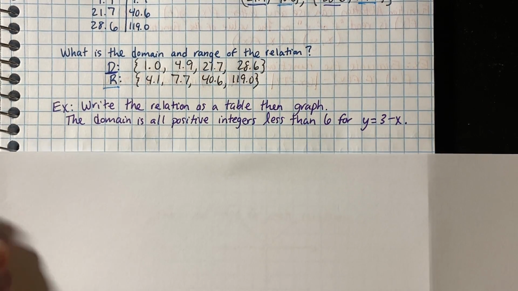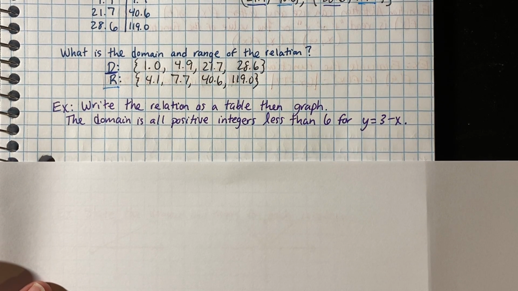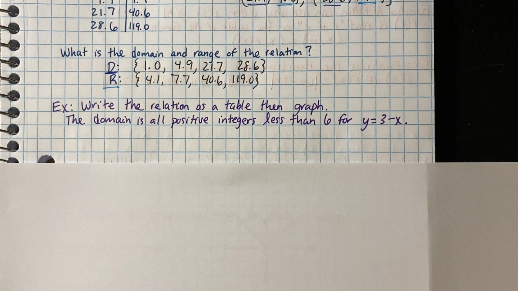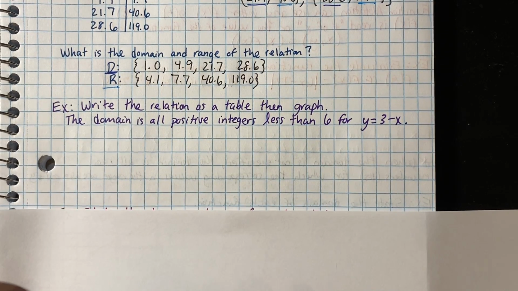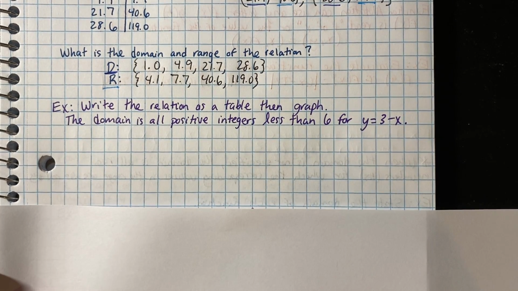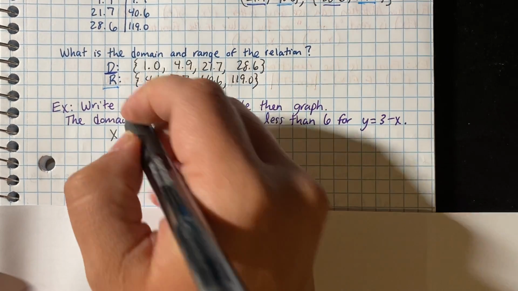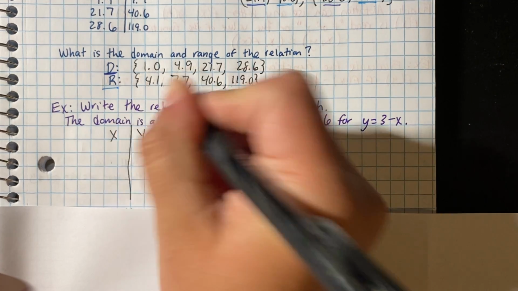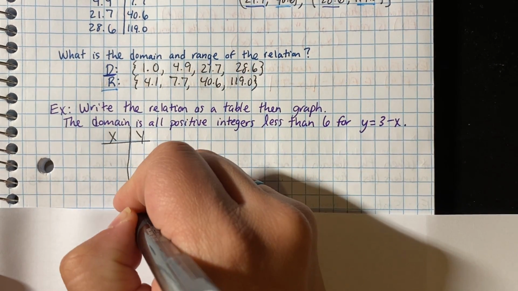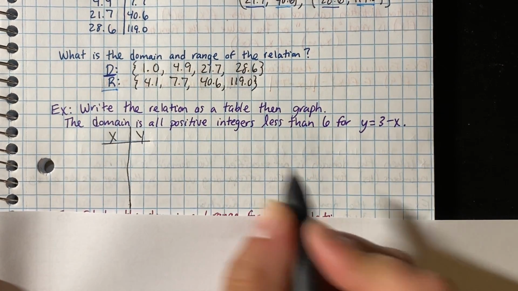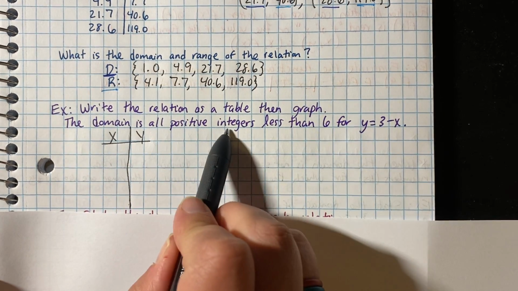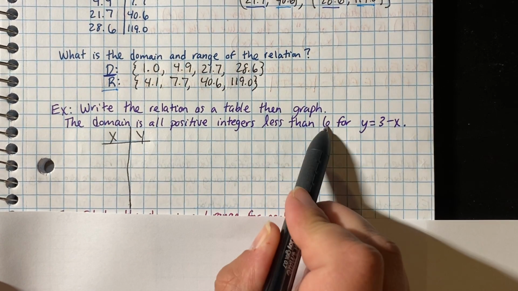Okay, next part. Example, write the relation as a table, then graph. The domain is all positive integers less than 6 for y equals 3 minus x. All right, so we're going to make a table. We have an equation, so we're going to probably have x and y values. Okay. It tells us all positive integers less than 6.